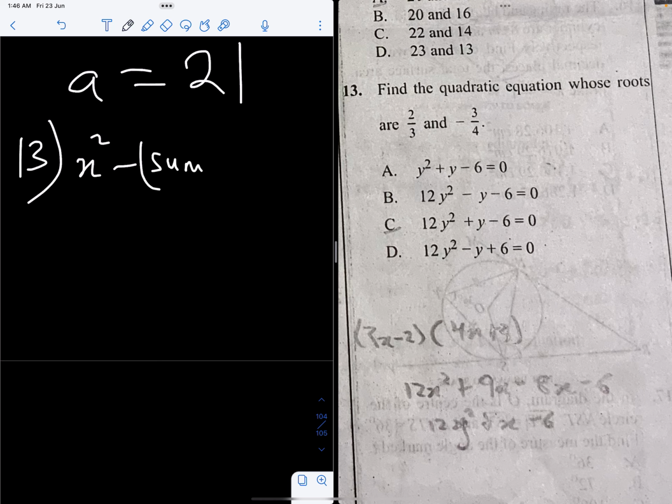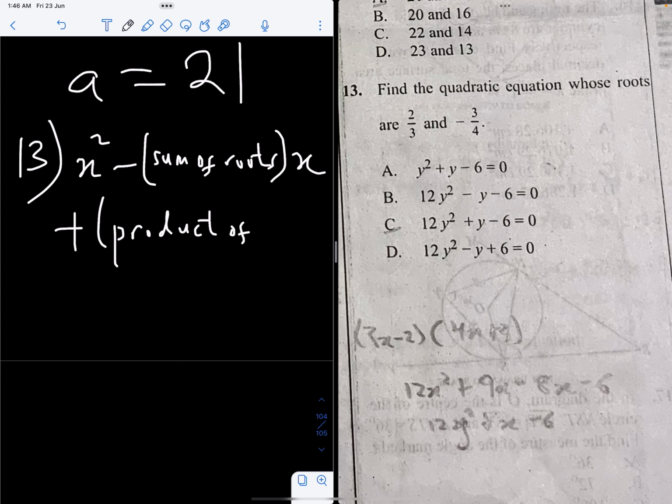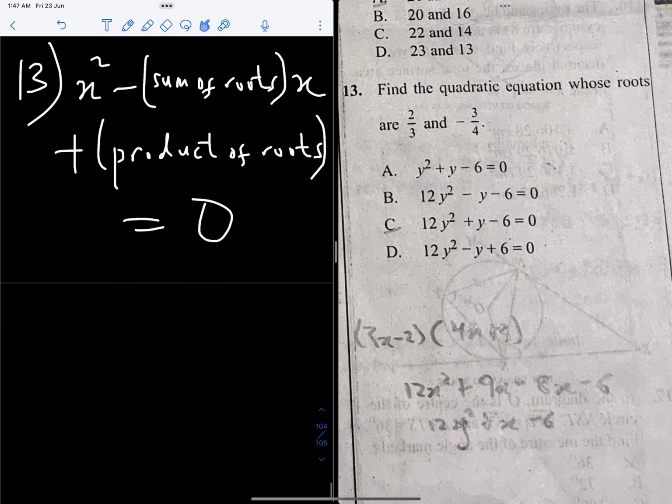x squared minus the sum of roots times x plus the product of roots equals 0. This is the general form of a quadratic equation. When you know its roots, you can find the equation by this definition.